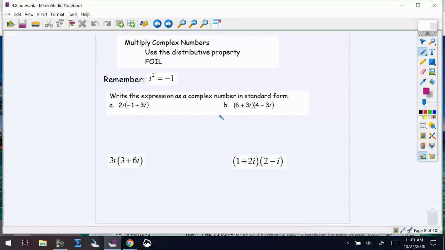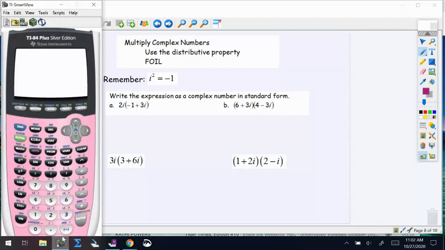So with these, I have some directions up here. Honestly, we're going to just strictly do the calculator instead. The biggest thing to keep in mind is you have to make sure that you use parentheses appropriately, and you have to make sure your calculator is in the right mode. So let's start with that. Let's go to the calculator.